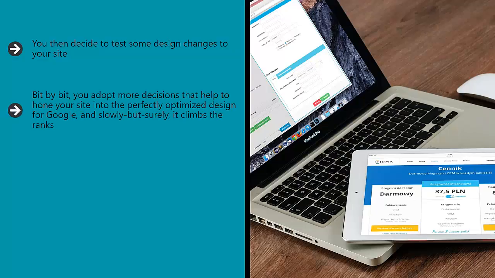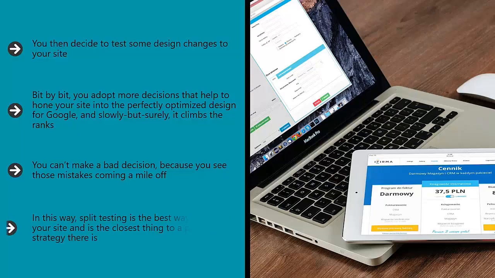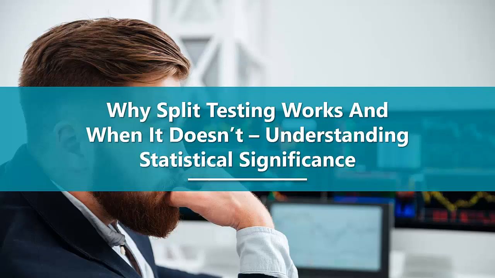Bit by bit, you adopt more decisions to help to hone your site into the perfectly optimized design for Google, and slowly but surely, it climbs the ranks. You can't make a bad decision because you see those mistakes coming a mile off. And if you keep tweaking, you keep on improving. In this way, split testing is the best way to evolve your site and is the closest thing to a perfect strategy there is. Why split testing works and when it doesn't: understanding statistical significance.